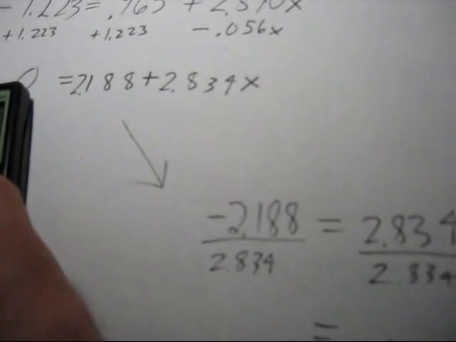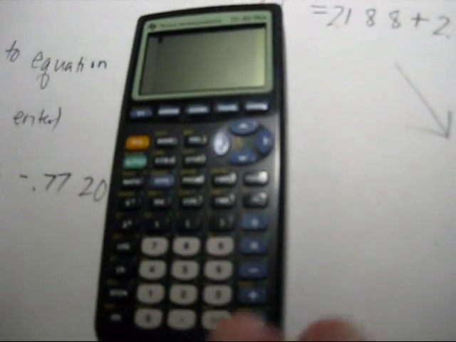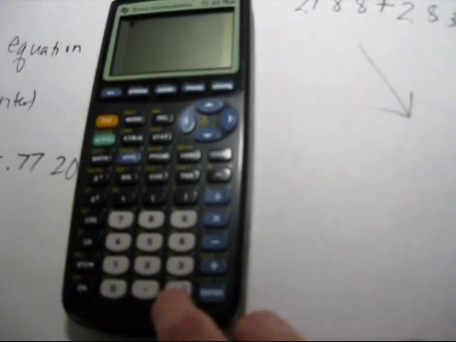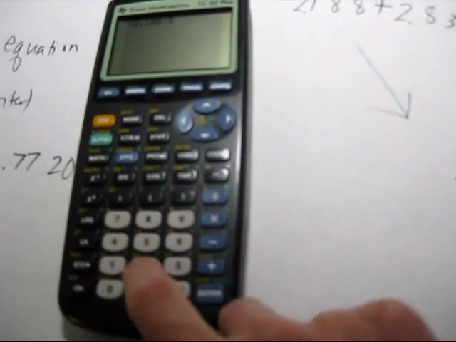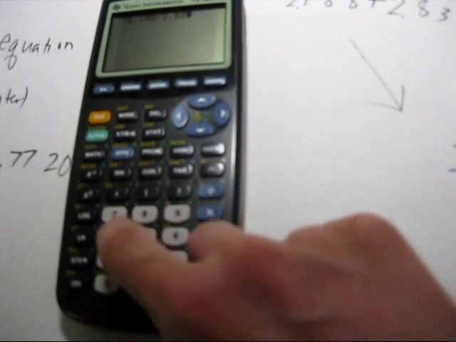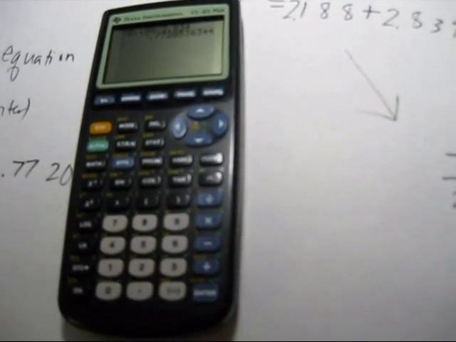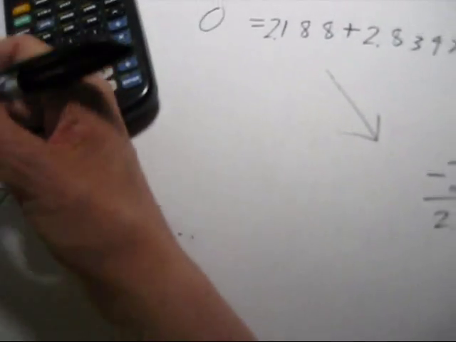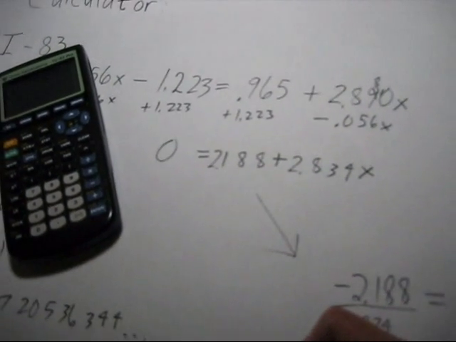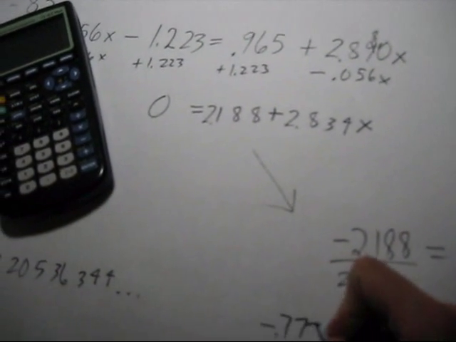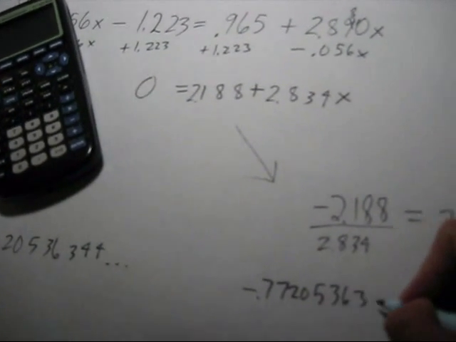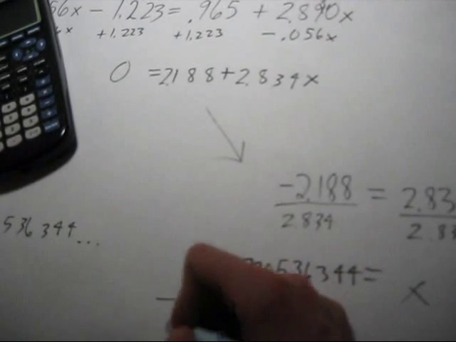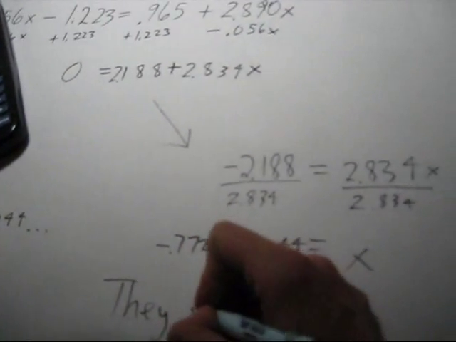Okay, so we'll quit out of that solver screen and just take negative 2.188 divided by 2.834. Cross your fingers that it's the same answer. It is. ...36344. So you can write on your homework, they are the same.